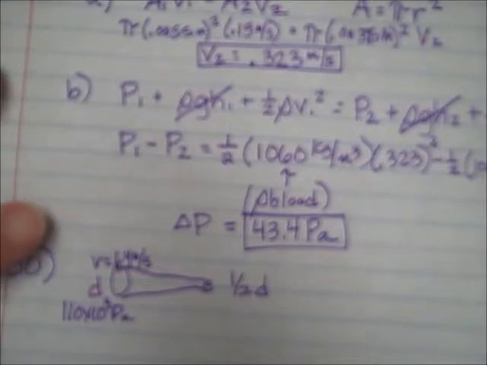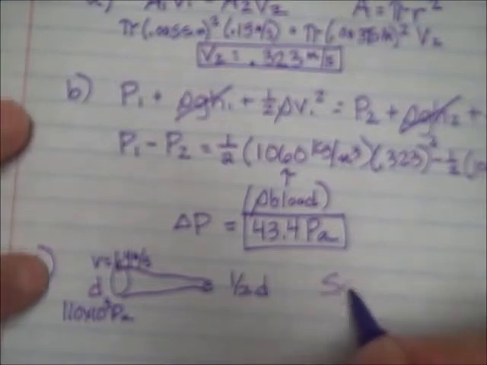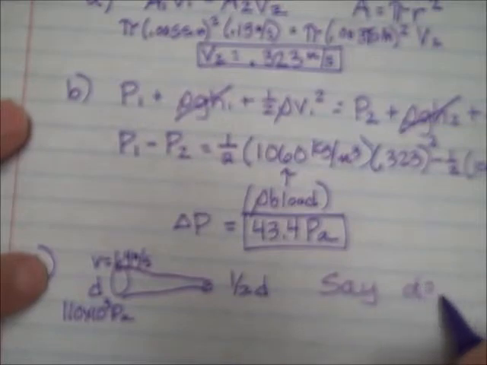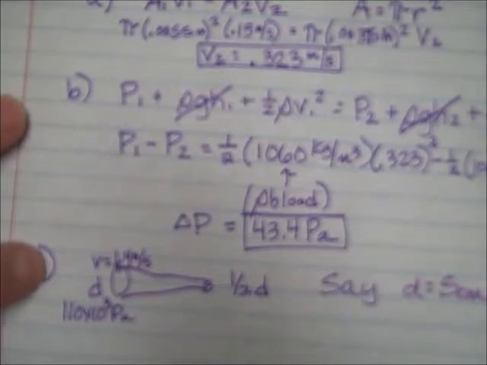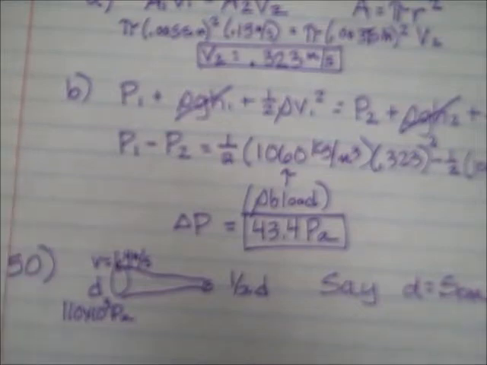I'm more of a numbers type gal, so I'm going to say D is equal to 5 centimeters and just work with numbers. They drop out in the long run. So this is 5 centimeters or 0.05 meters.